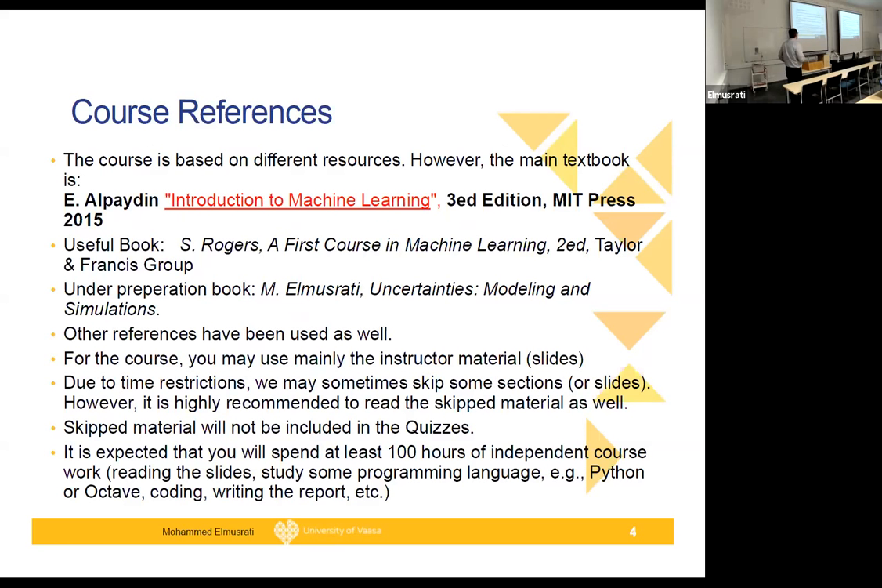Okay, let us start with the course reference. The course reference mainly is based on this book by Alpaydin, Introduction to Machine Learning, 3rd edition, MIT Press 2015. This will be the main course material. Also, there's another useful book, A First Course in Machine Learning. I use also my book, which is still under preparation, Uncertainties Modeling and Simulations. So those are three books that will be the textbook and the references.